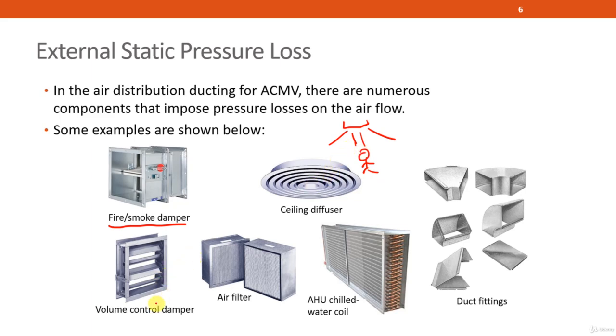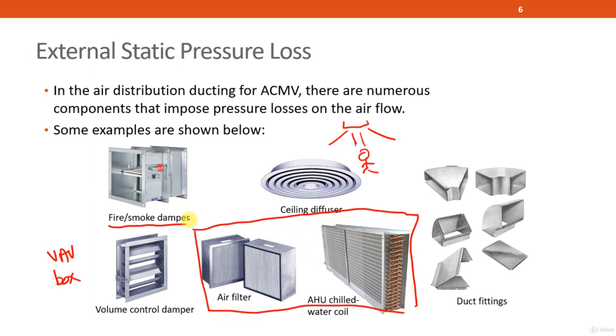Alright, then we have the volume control damper, which is also commonly known as variable air volume, and sometimes it's inside a box. We call it VAV box. Okay, air filter. Alright, air filter is more of internal static pressure loss. So these two are more of internal static pressure losses. External are those that are outside the AHU and along the duct. Okay, of course, last thing is the duct fittings.